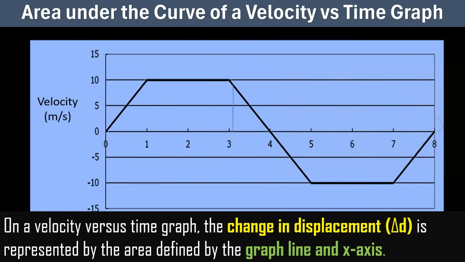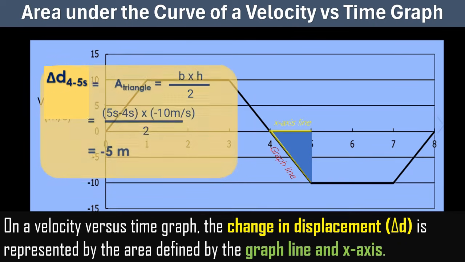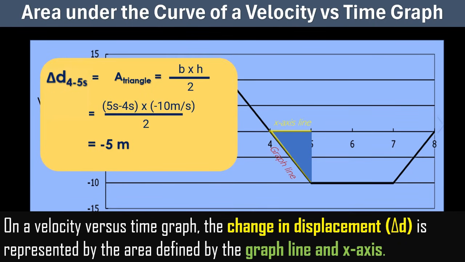This is the calculation of the change in displacement from 4 to 5 seconds. The change in displacement is -5 meters. This means that the object moved 5 meters back towards its starting location.